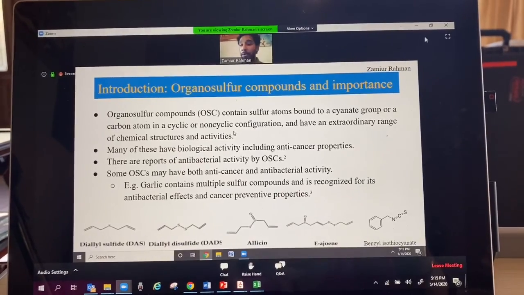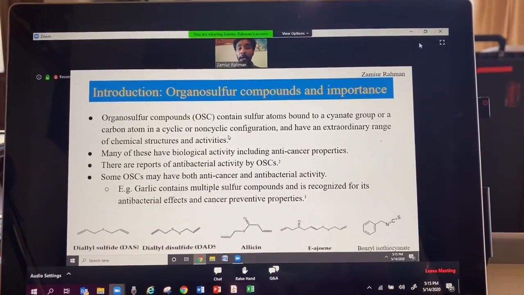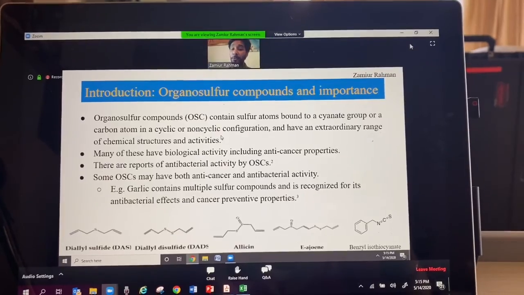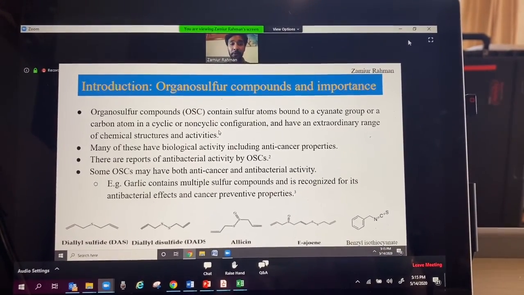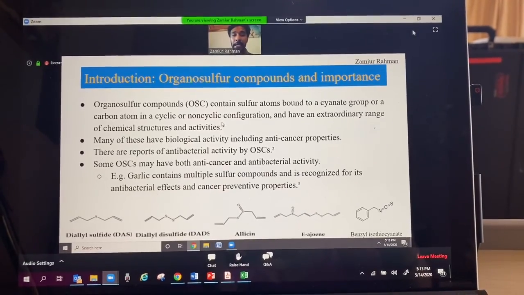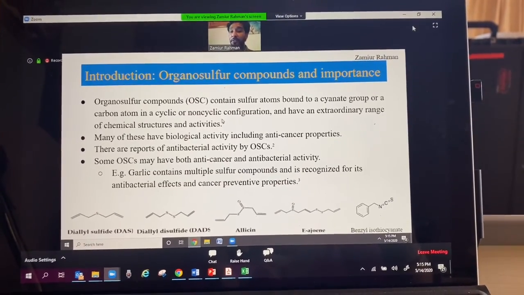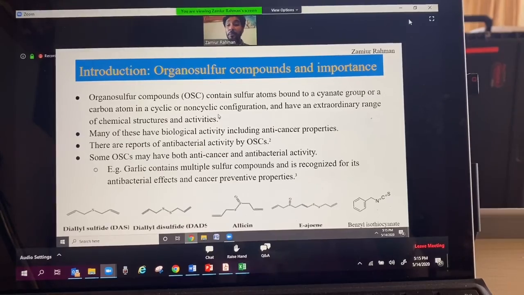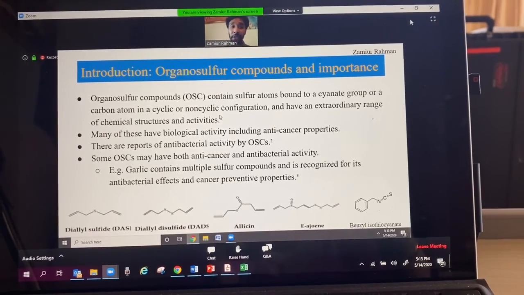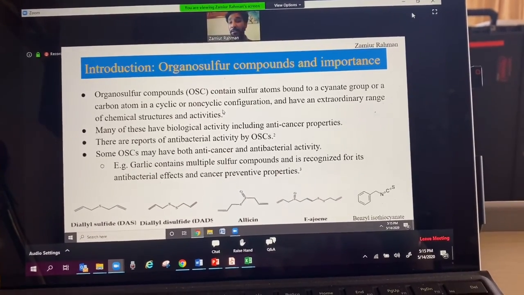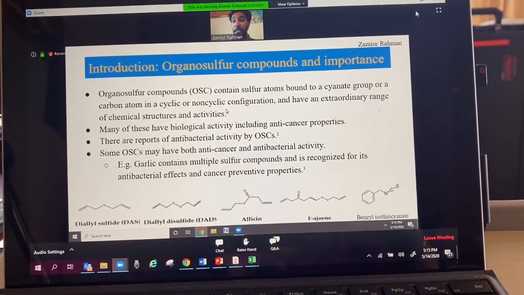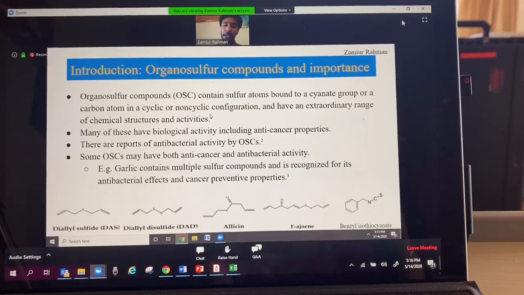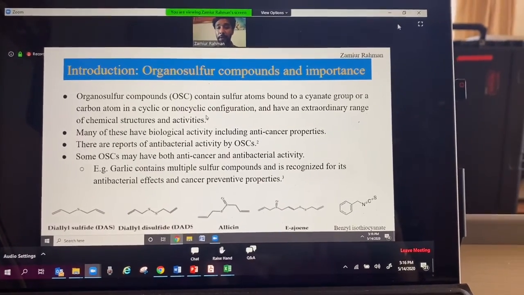Just to provide some background, organosulfur compounds, otherwise known as OSCs, are characterized by one or more sulfur atoms bound to a cyanide group or a carbon atom in a cyclic or non-cyclic fashion. These molecules have an extraordinary range of chemical structures and activities. Many of these activities include anti-cancer properties, and recently there have also been reports of antibacterial activity.